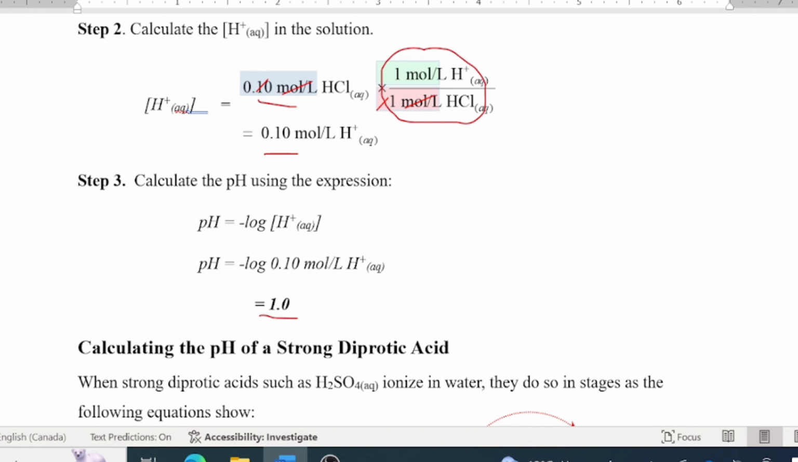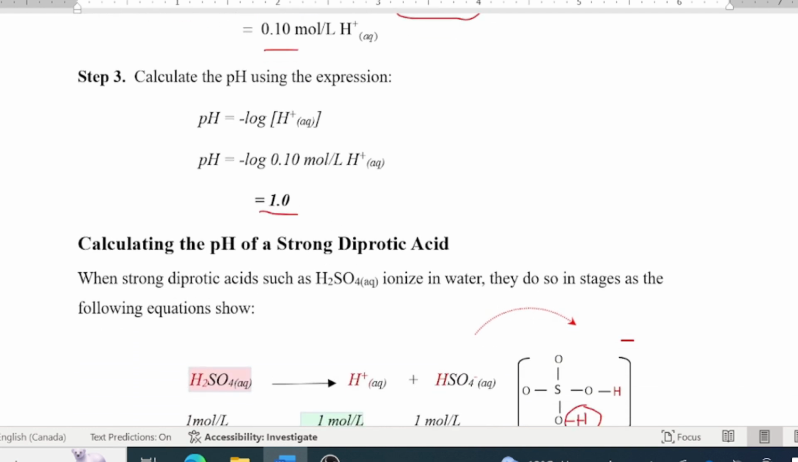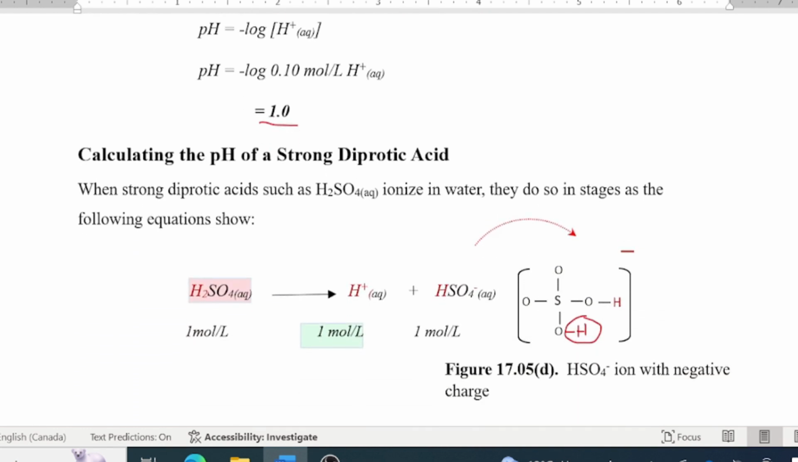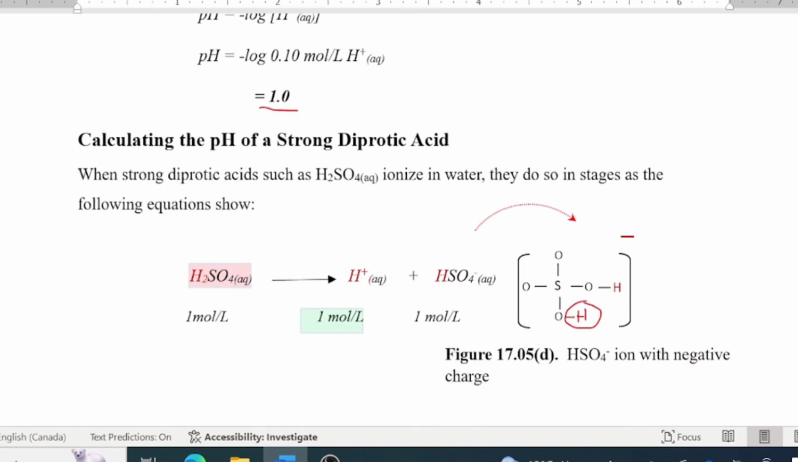Calculating the pH of a diprotic acid. All right. I did allude to this. We talk about when some acids ionize, they do it sequentially. Sulfuric acid is one of those. So when it ionizes, the first one ionizes completely. So 1 mole of sulfuric acid will give you 1 mole of hydrogen ion. So you're going to get a hydrogen sulfate ion.